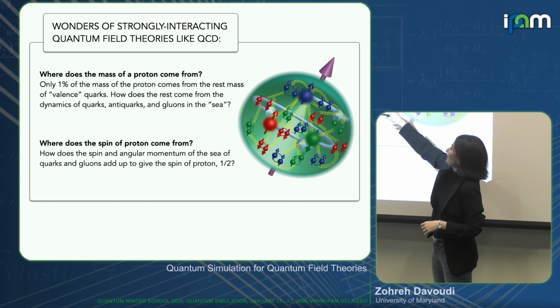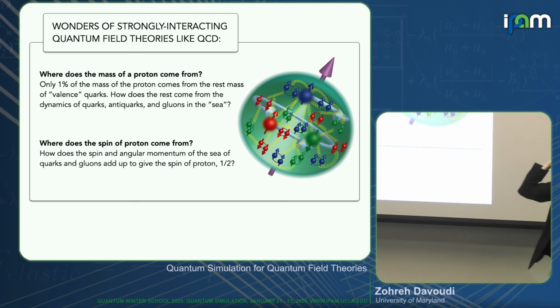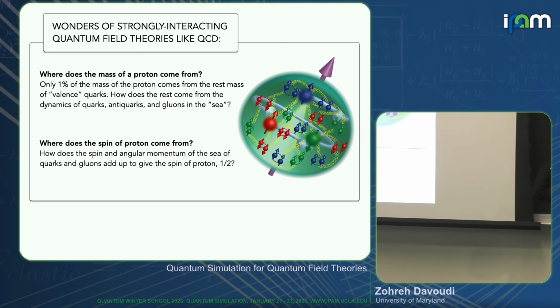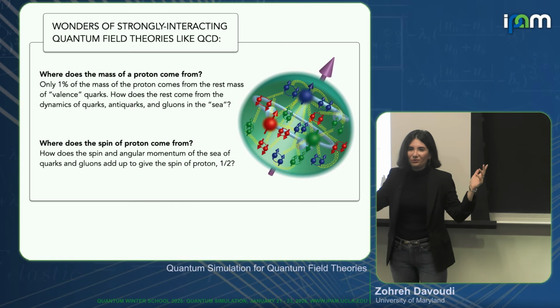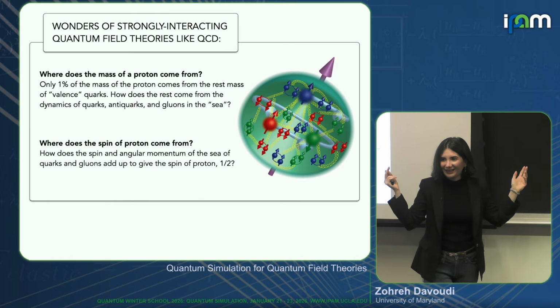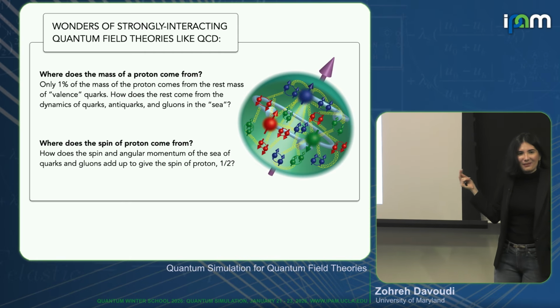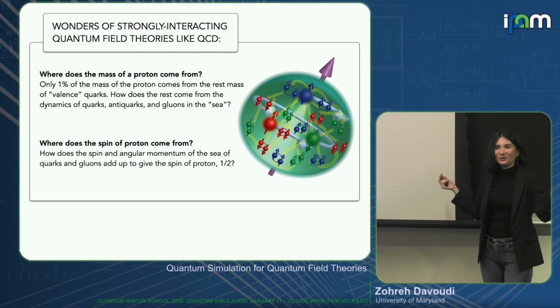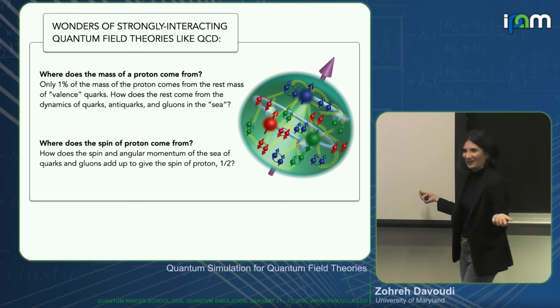If you go back to your high school courses on particle physics or just Wikipedia, it would tell you that a proton is made out of 2 up quarks and a down quark. You say, all right, that's simple, there are 3 quarks. And then you add the masses of these quarks. That gives you only 1% of the entire mass of the proton. Where does the rest of the mass come from? If the proton is as simple as 3 quarks, that shouldn't be the picture, right?